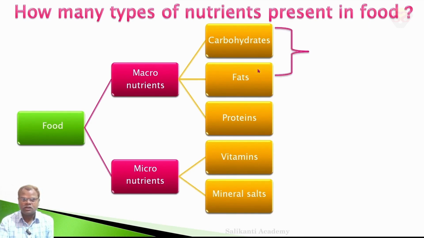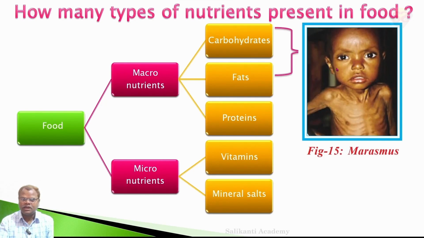Carbohydrates and fats are also called calorific nutrients. The lack of calorific nutrients in the diet causes marasmus in children. The characteristics of marasmus appear like this. These children are very restless and look very weak. Their rib cage also appears. Marasmus in females is caused by continuous births and lack of milk for the children.